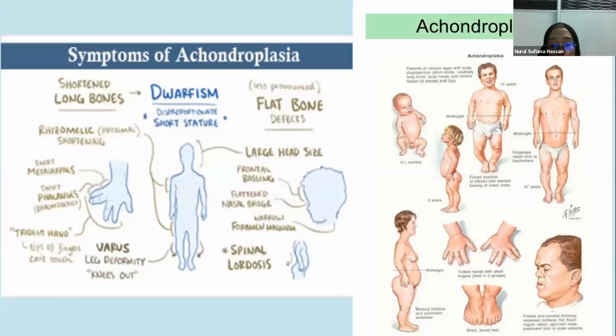So the bony abnormality in achondroplasia will lead to short stature, macrocephaly, a flat midface with prominent forehead, and rhizomelic shortening of the limb. These are the features of individuals who suffer from achondroplasia, also called dwarfism.